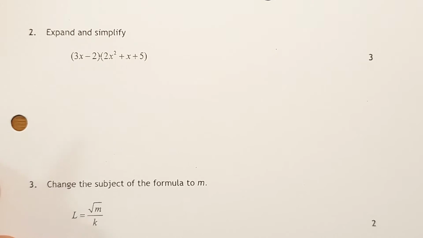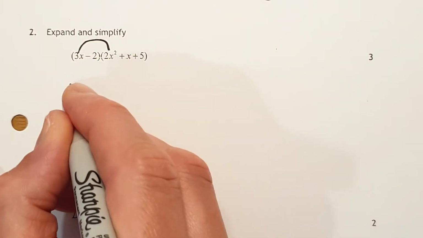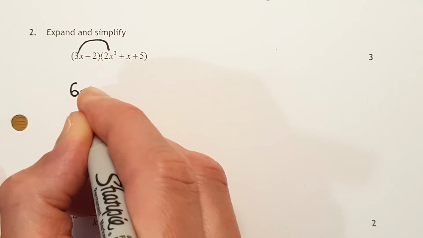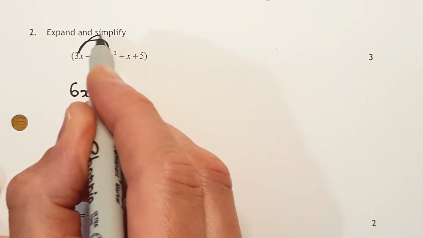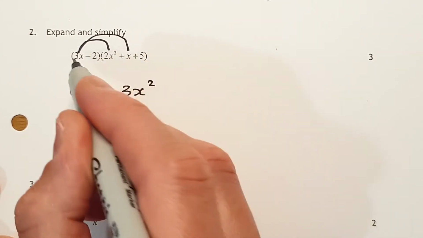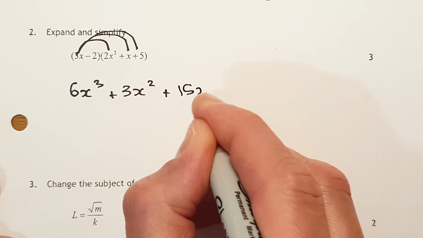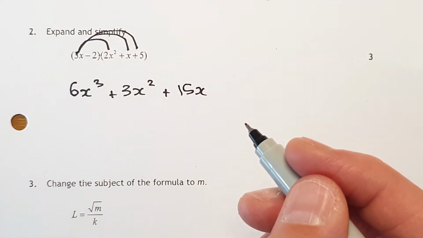In question 2, for expanding the brackets, we're going to multiply together the 3x and the 2x squared, giving us 6x cubed. 3x times the x gives us 3x squared. And 3x times 5 gives 15x. So I've multiplied everything in the second bracket by 3x to begin with.